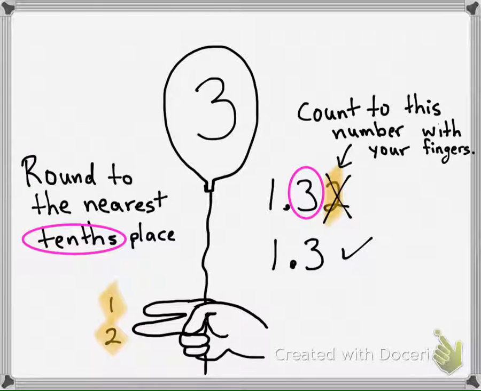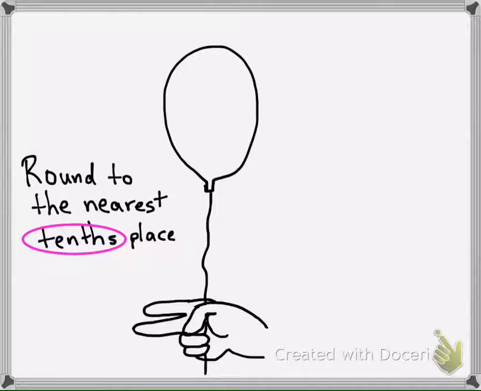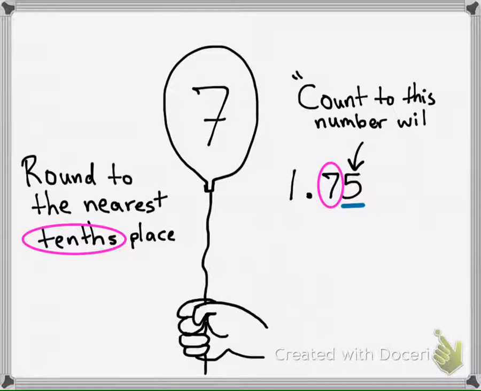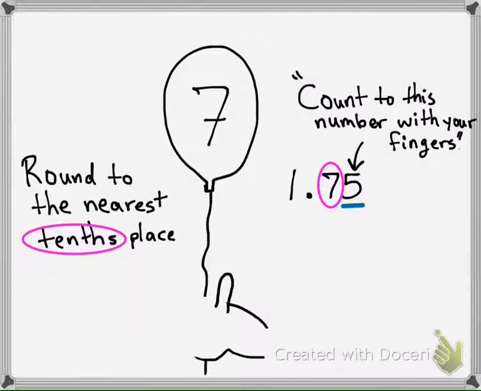It's that easy. So now let's have an example where we have, let me close my hand again, 1 and 75 hundredths, and we want to round it to the nearest tenths place. So again, we're going to pretend the 7 is inside the balloon because that's the number we're rounding to, the tenths place. And we're going to use the 5 to count. So the 5 is going to tell us to count to this number with your fingers. So we're going to use the hand that's holding on to the balloon to count to 5. So now the hand will look something like this, where it's open and we're counting to 5.